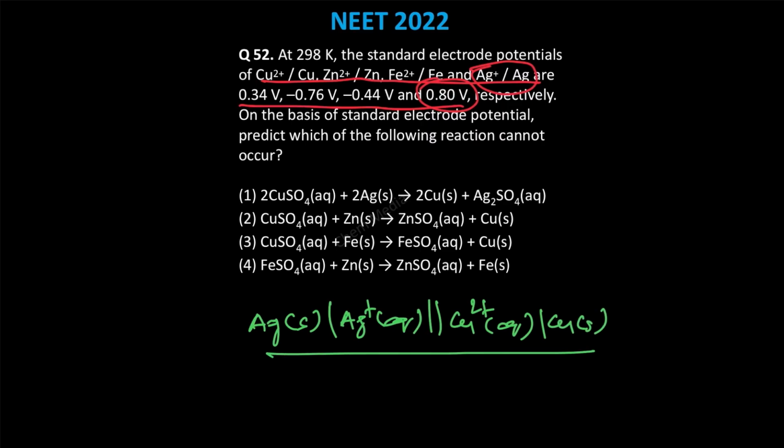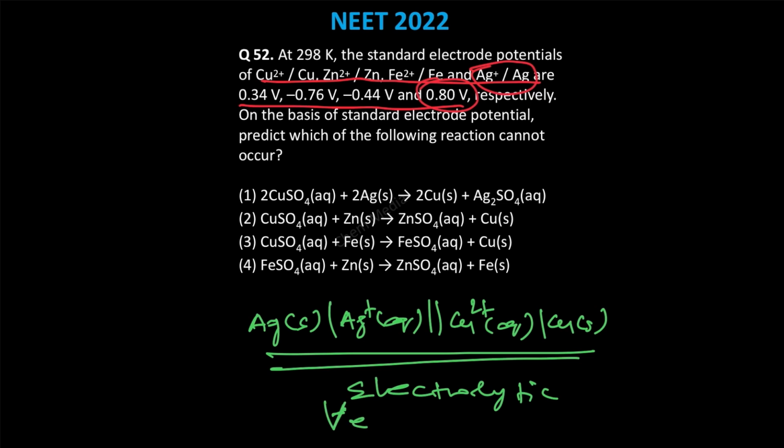But this is an example of an electrolytic cell, isn't it? This reaction can happen only if the external voltage is greater than E cell, not E cell standard. It has to be greater than E cell itself, because we are talking about real time, not standard conditions, when we talk about electrolytic cells. So therefore, option 1 is definitely correct.